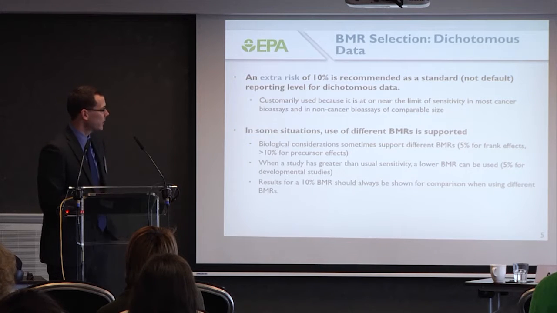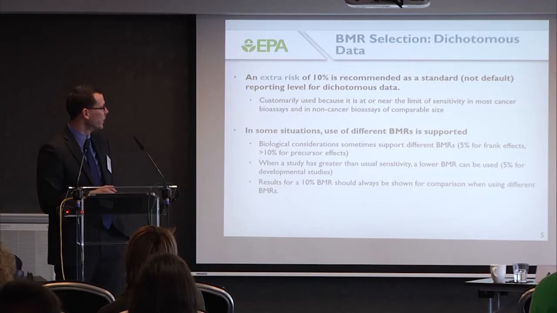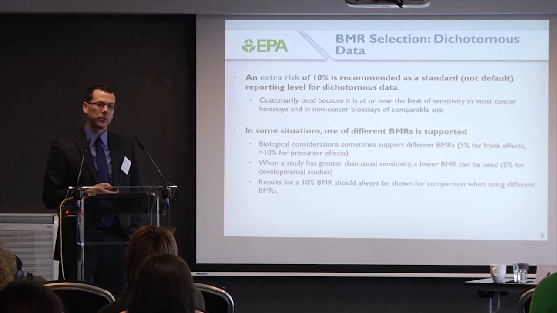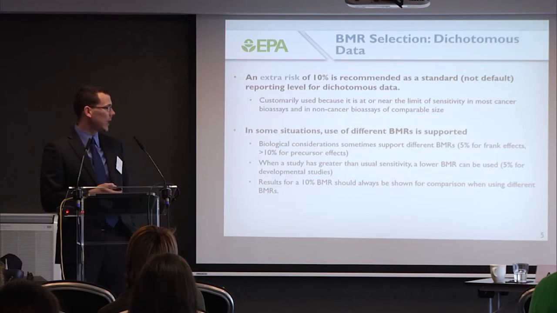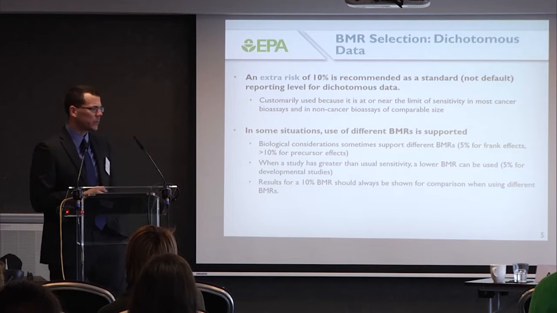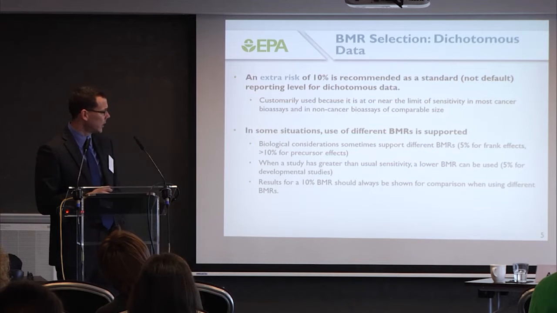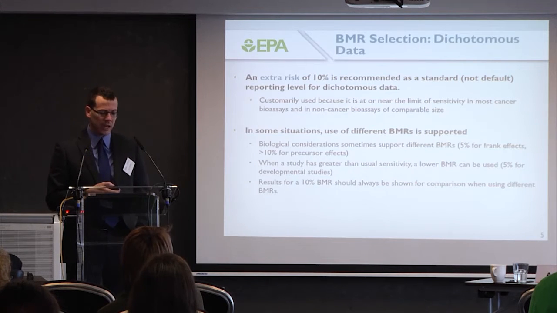So regarding BMR selection, you start off on a positive note, and this is where EFSA and EPA agree regarding the use of extra risk for a BMR for dichotomous data and a value of 10%. 10% was customarily used because it was near the limit of detection for cancer bioassays or non-cancer bioassays of a similar size.